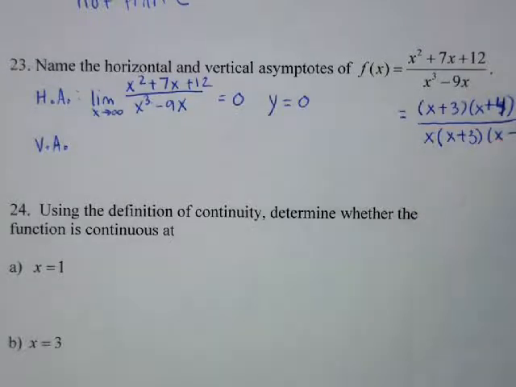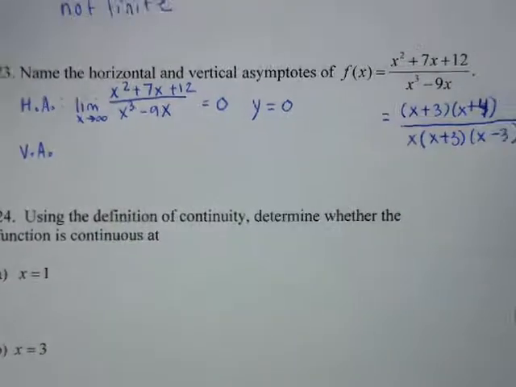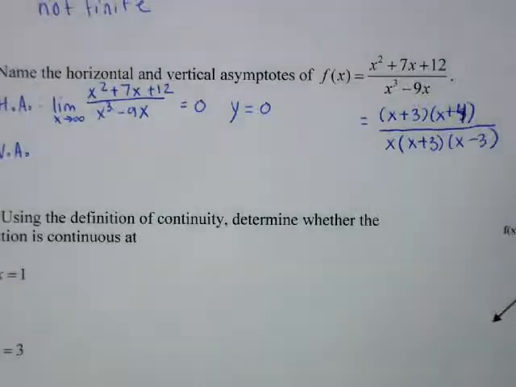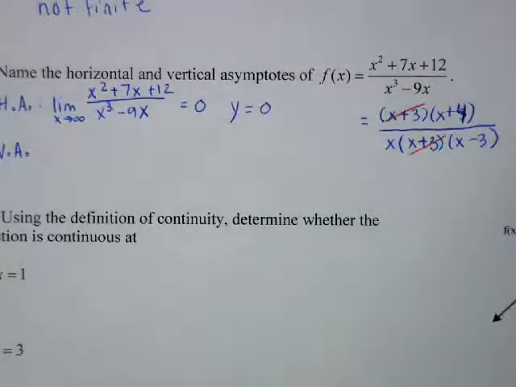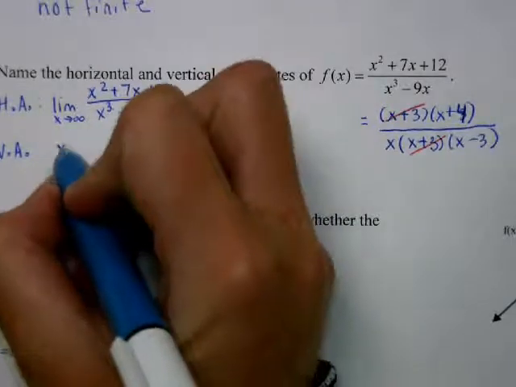Okay, so we do have a point of discontinuity at x plus 3, so there's no vertical asymptote there. But anything that makes the denominator 0 with what remains is our vertical. So we're going to have one at x equals 0 and when x is equal to 3.